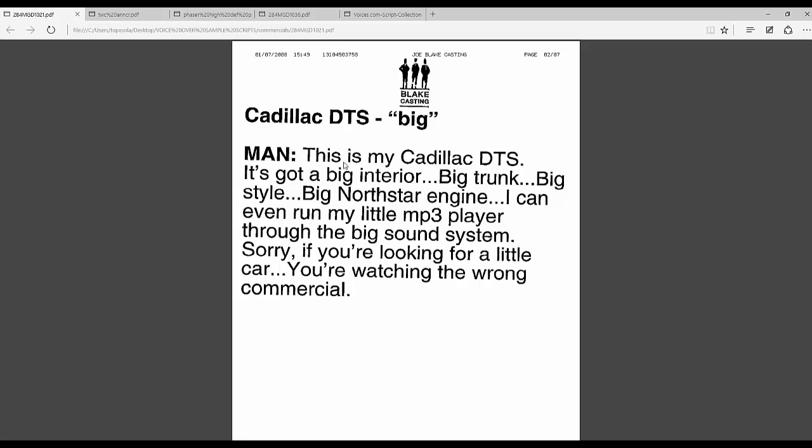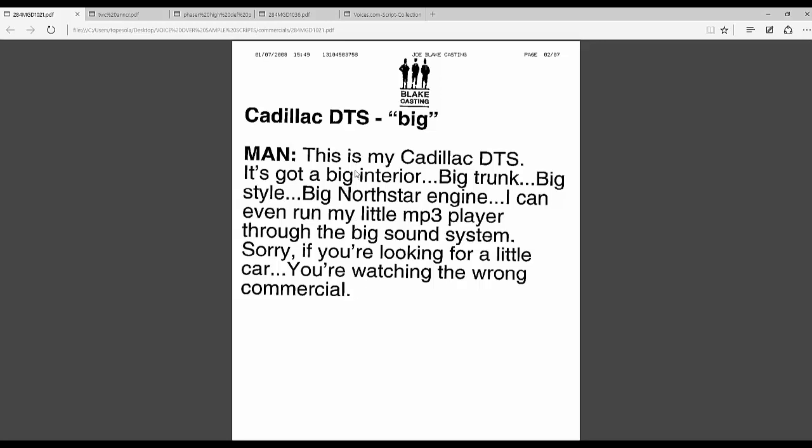All right, let's quickly go through the script. This is my Cadillac DTS. It's got a big interior, big trunk, big style, big North Star engine. I can even run my little MP3 player through the big sound system. Sorry if you're looking for a small car. You're watching the wrong commercial. I like the concept of the script. It's so engaging and so... I just forgot the word. Can you imagine that? It's so suspenseful, a thrill. There's a lot of suspense in there. You're watching the wrong commercial. I like that. Very, very creative.